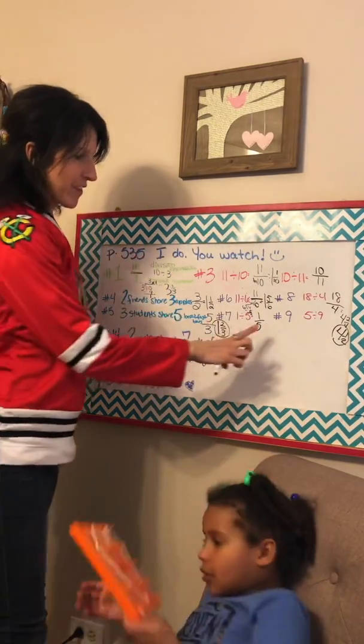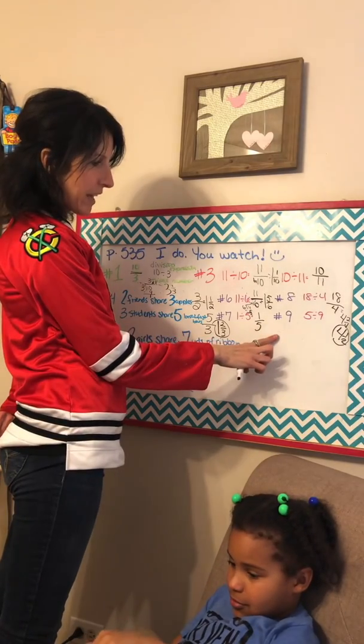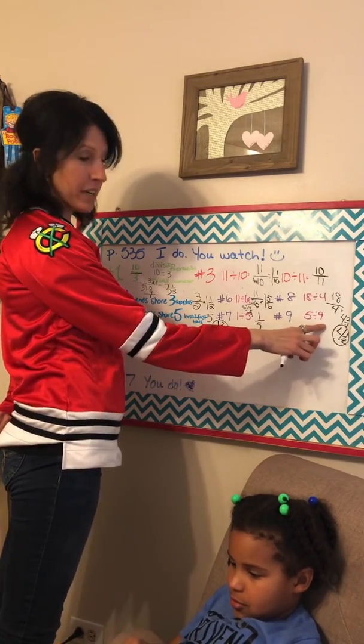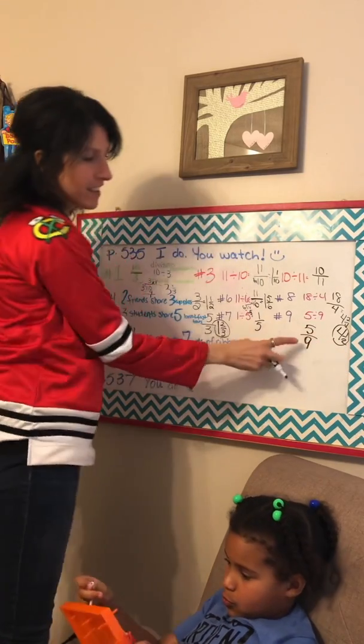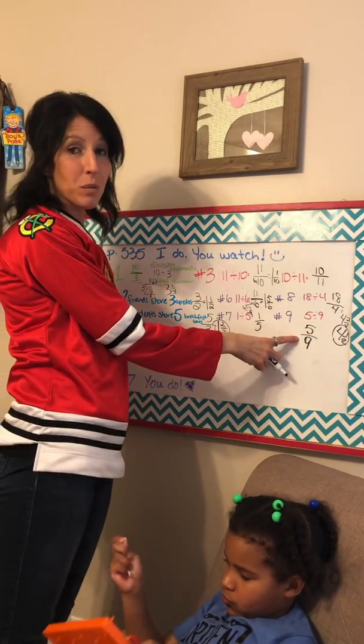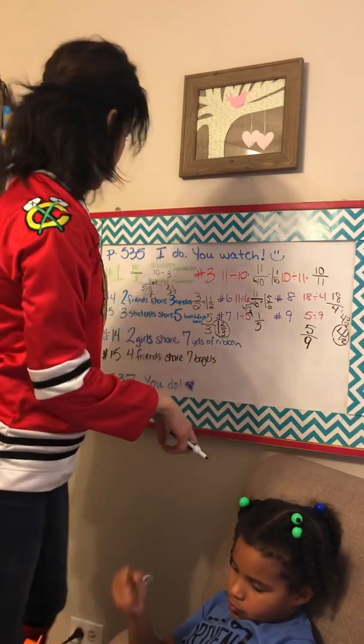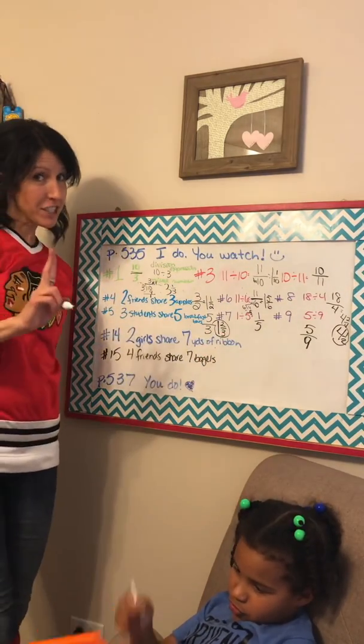You sure can. Okay, so number 9, 5 divided by 9. So 5 divided by 9, 5/9. This is a regular fraction, doesn't go over 1 whole, so we're going to leave that. All right, 2 more, and then it's your turn.